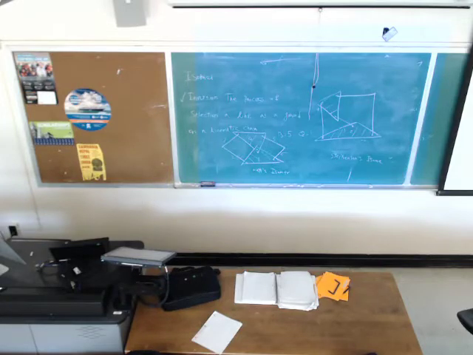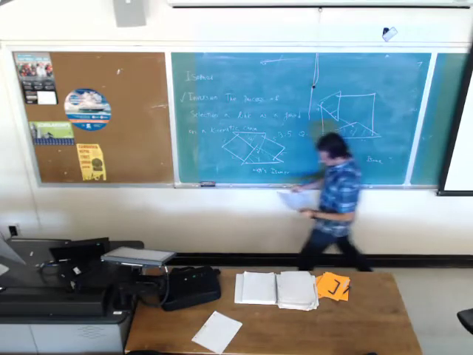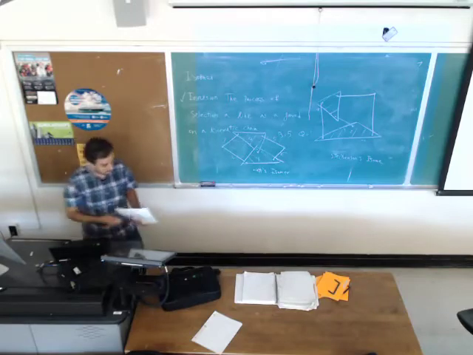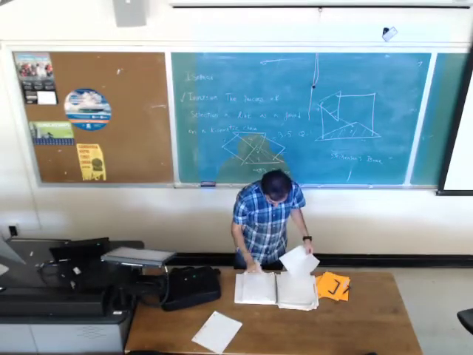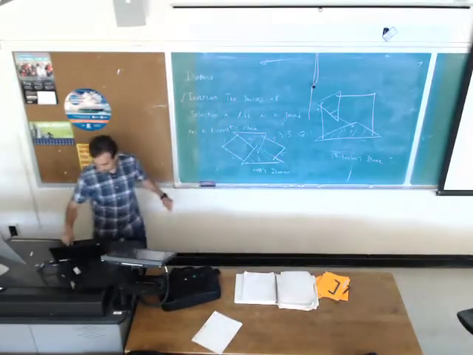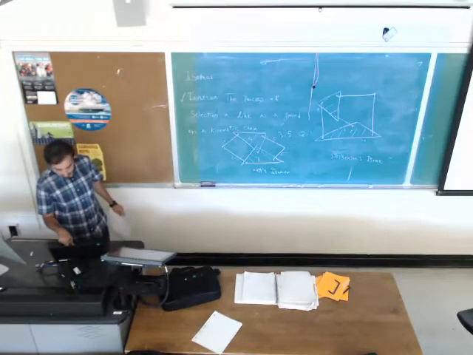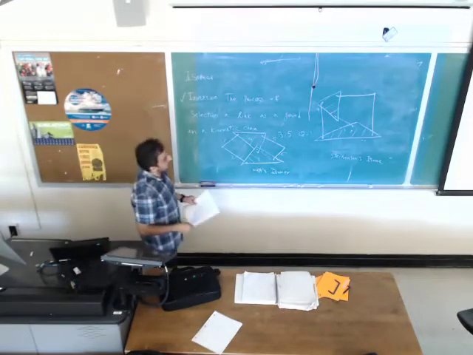Same thing for this one. We didn't change number of links, so it's still number of links is 6. Number of joints 1, 2, 3, 4, 5, 6, 7. The same number of joints. 1 degree of freedom. Good?